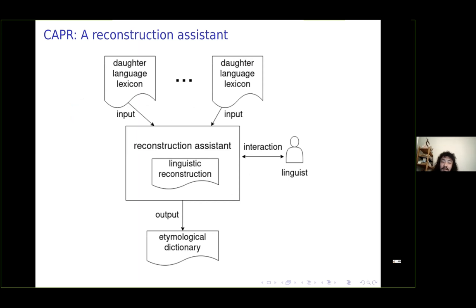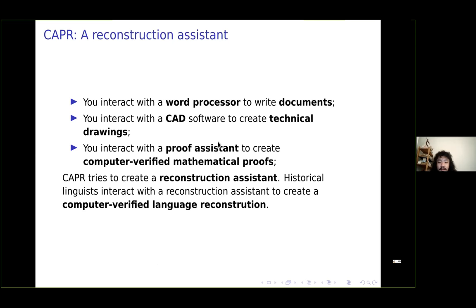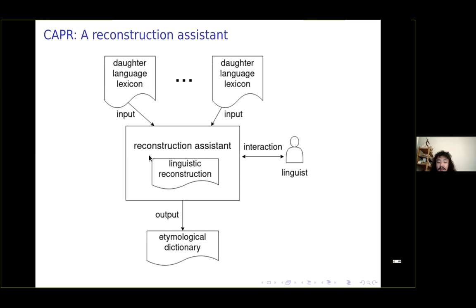So the linguist or the linguists interact with this reconstruction assistant. As software, it takes a bunch of input, which is basically the lexica of daughter languages, and you gradually elaborate, with the assistant's help, the linguistic reconstruction, your hypothesis about the history of this language group. And at a certain point, when you think that the thing is good enough, it can be output into an etymological dictionary or other kinds of handbooks of the language group.